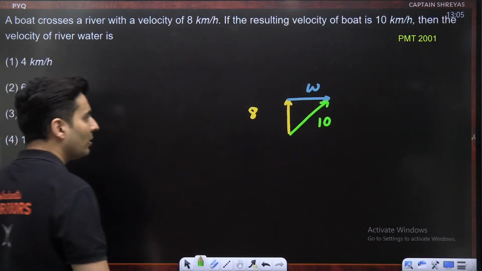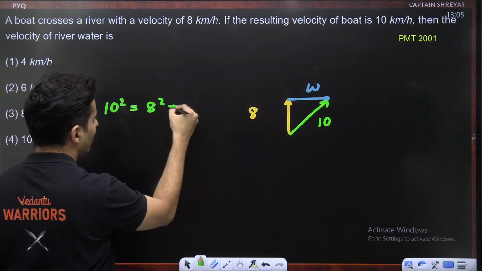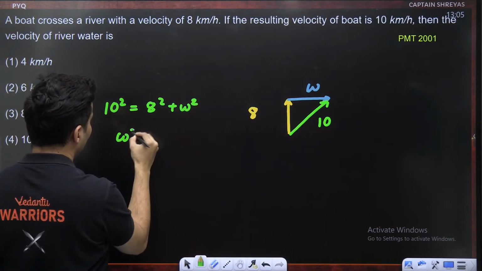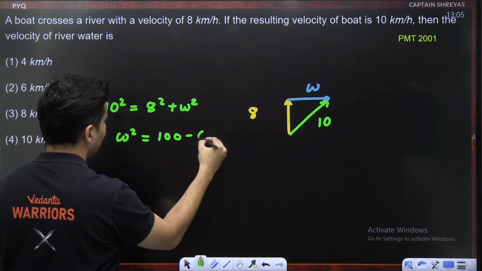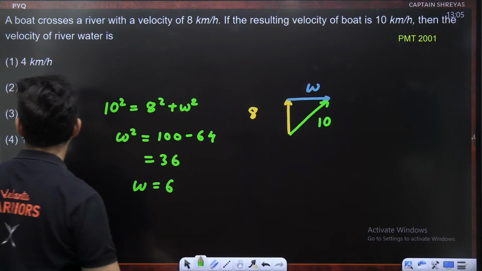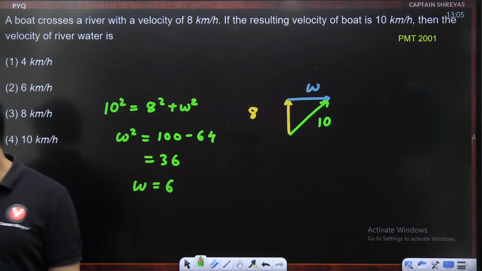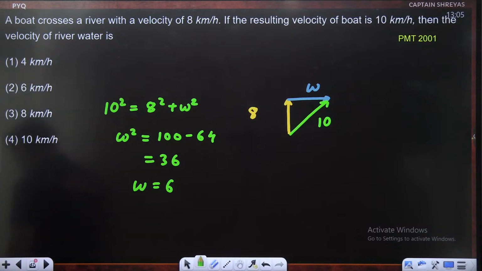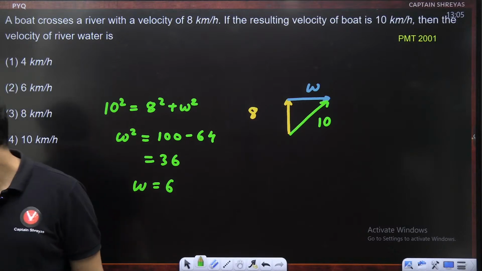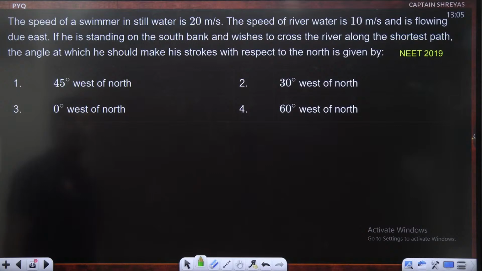Guys, isn't this Pythagoras theorem? Basically, 10 square is basically 8 square plus w square. So w square is 100 minus 64, which is 36. So w will be 6. So that is the answer, which is 6 kilometers per hour. Straightforward. How many of you got it? B for biology. Very good. Awesomeness. Let's move on to the next question on your screen.